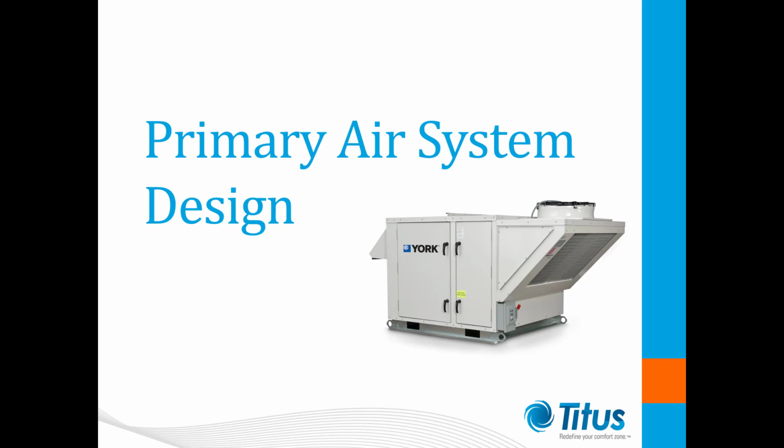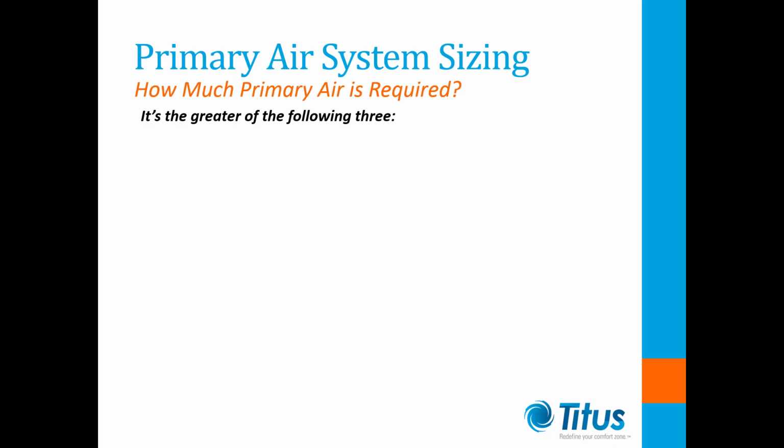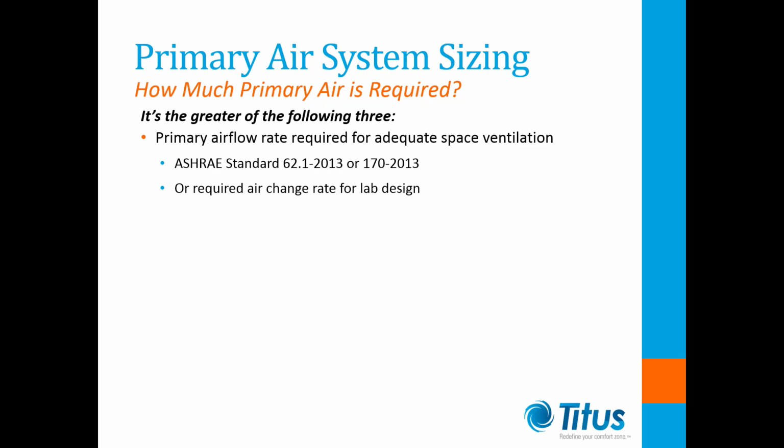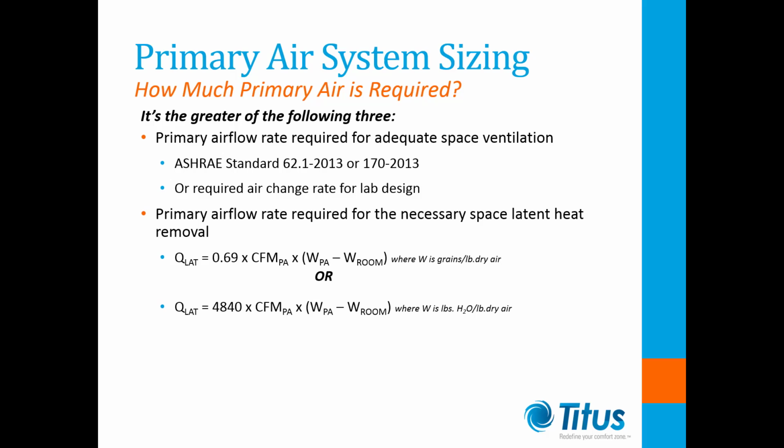In this next section, we will look at typical primary air handling unit designs for use with chill beam systems. But first, let's look at how the primary air system is actually sized. The chill beam primary air handling units are sized to meet the greater of the following 3 requirements. The ventilation rate to meet the appropriate ASHRAE standard or the required air change rate in the laboratory. The airflow rate that is required to remove the space latent heat.